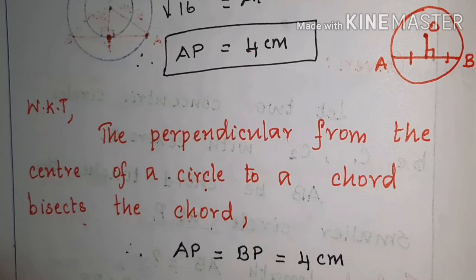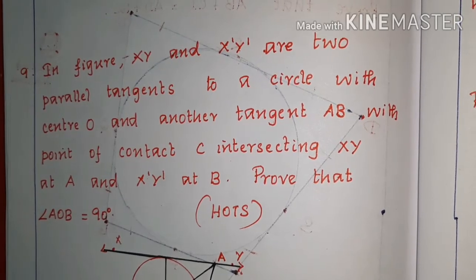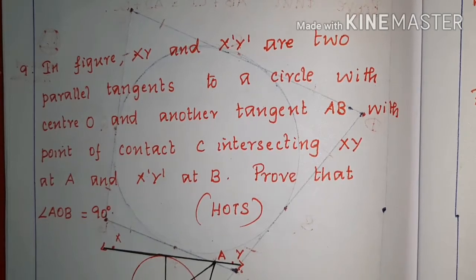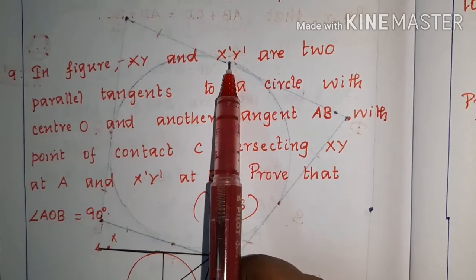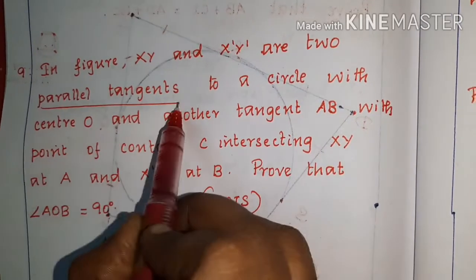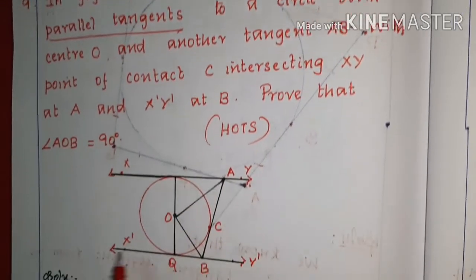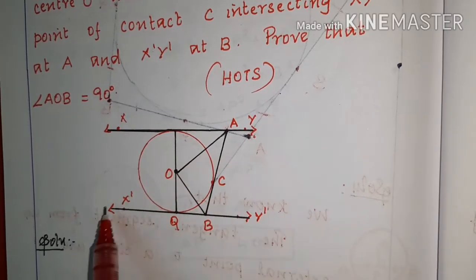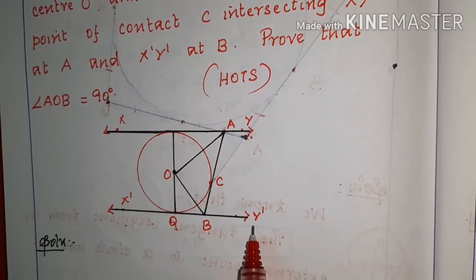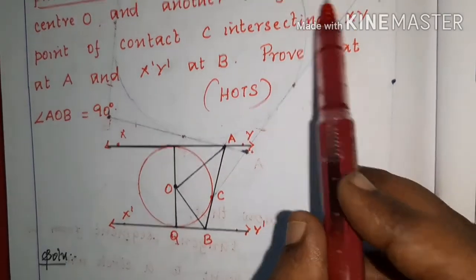Okay, now let's move on to today's part, that is question number 9 in exercise 10.2. In the figure, XY and X'Y' are two parallel tangents to a circle with center O. The figure is given in the question itself. There is a circle and these are the two tangents XY and X'Y', which are drawn parallel, and another tangent AB.